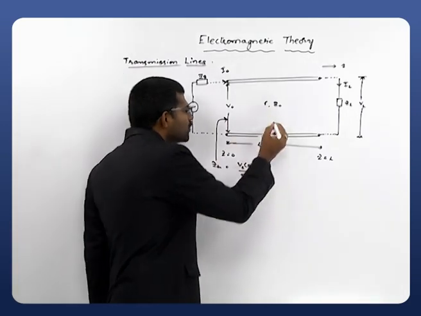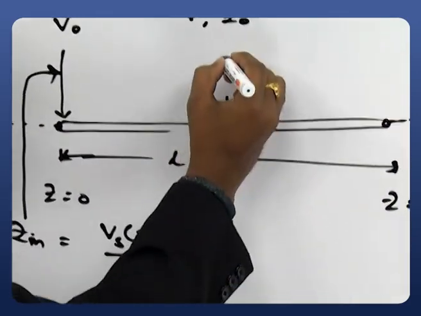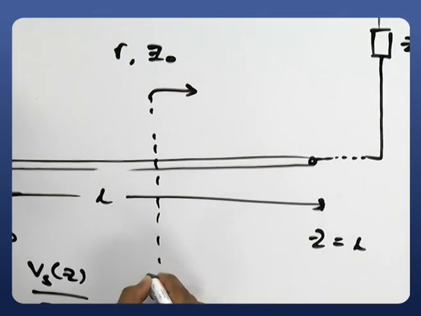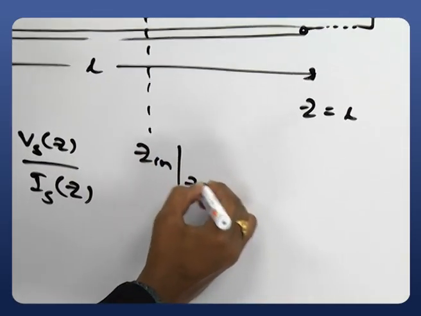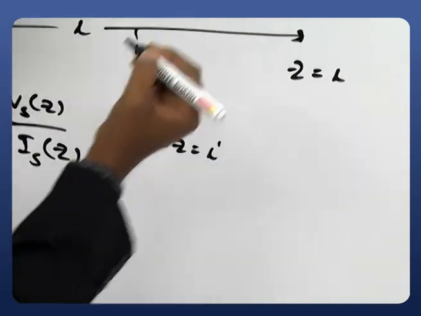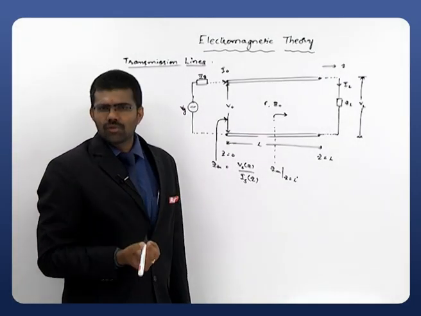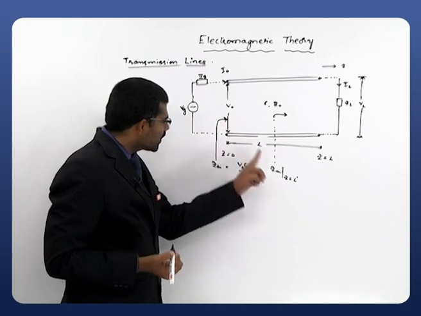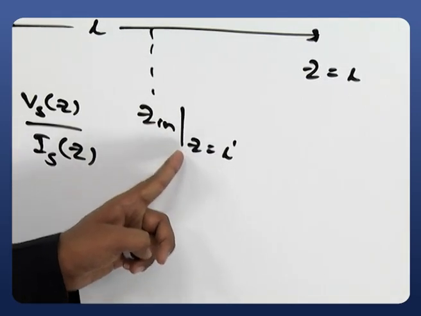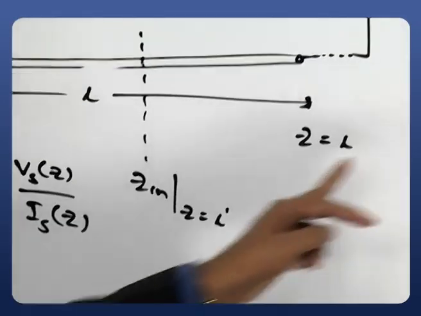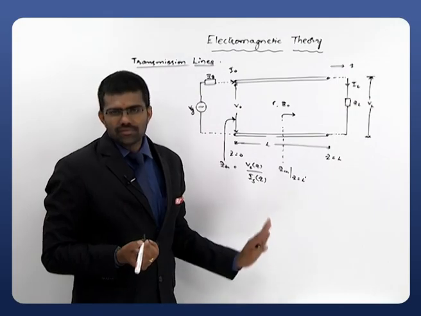As an example, if you are observing input impedance at this location, you can calculate the Zin at some random location L dash. That is also possible, no problem, right? Not only at this location, you can calculate the input impedance at this location also, then this entire remaining circuit can be taken as load, right?